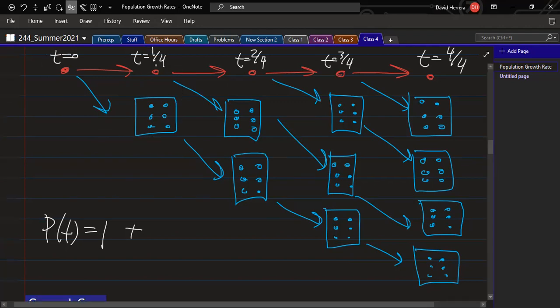And then what happens every time there is a production? How many are produced? So if you just think about it, it was 1/4. Last time we had 4. And then this time, instead of multiplying by 2, we're going to multiply by 6. So this is going to be 1 plus 24t. Let's just make sure. Yeah, we wrote the formula here.